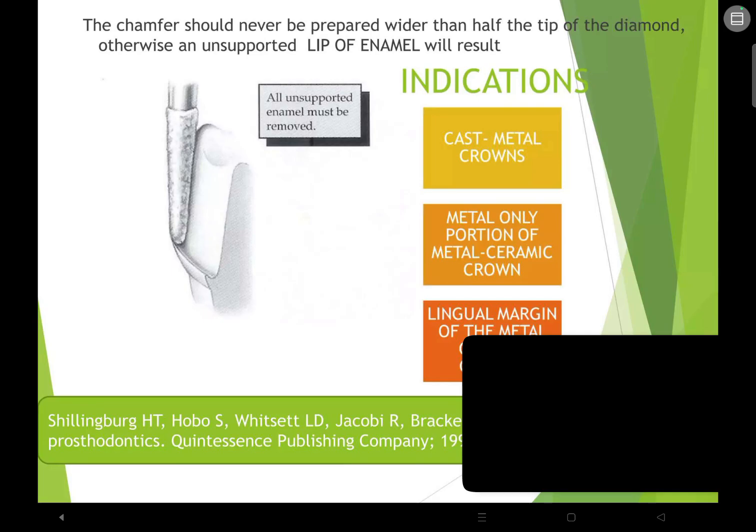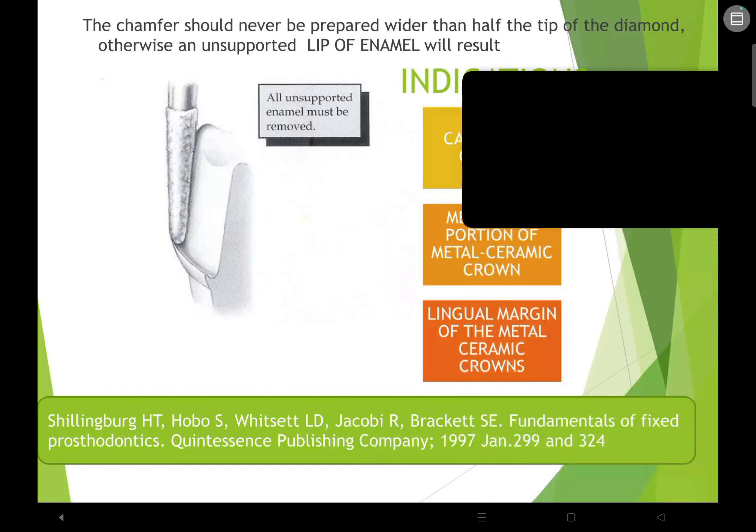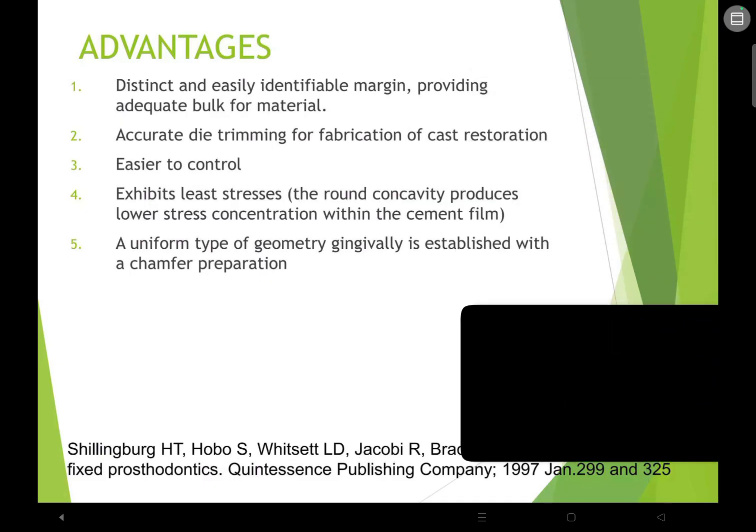Okay. So indications: it is for cast metal crowns, metal only. When you have a metal ceramic crown with metal ceramic facing, the metal aspect will be prepared with the chamfer finish line, and the lingual margin of the metal ceramic crown restorations as well. Now the advantages of the chamfer finish line: it has very distinct, easily identifiable margins, providing adequate bulk for the material. Accurate die trimming for fabrication of the cast restoration is possible. It is very easy to control. It exhibits less stress, and a uniform type of geometry gingivally is established with the chamfer preparation.